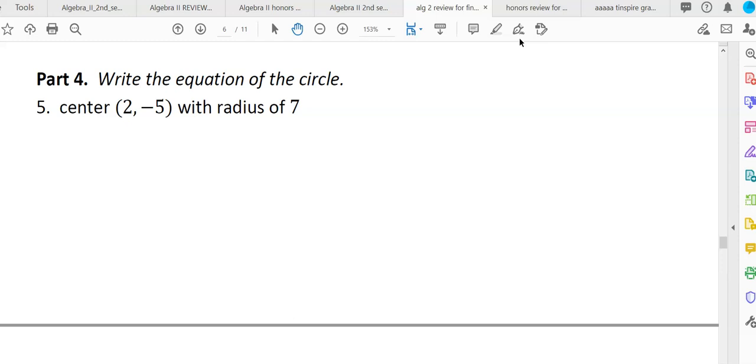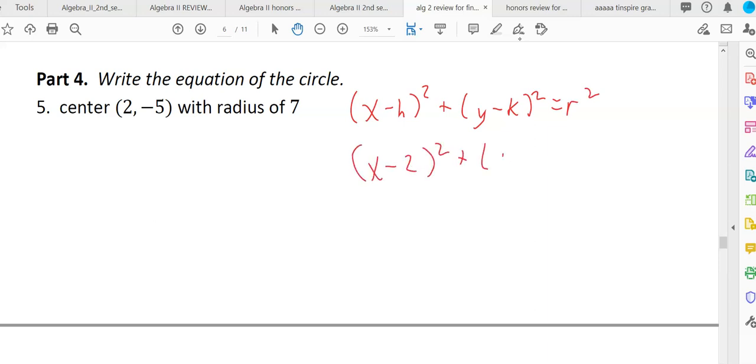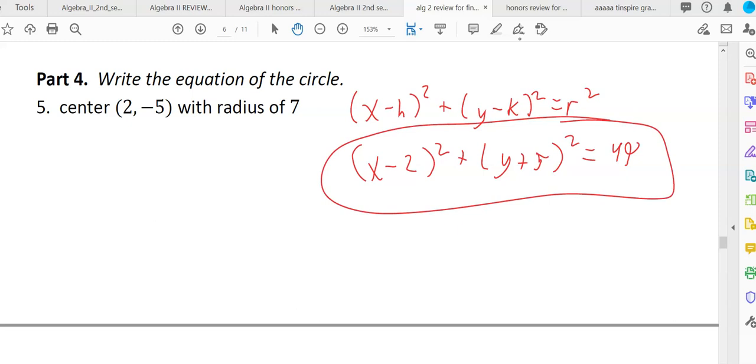That's the equation of the circle. Okay, so the formula you need to know, which hopefully you know, you definitely need it for your formula sheet, would be (x − 2)² + (y + 5)² = 49. So we're just plugging in. That's your h, that's your k. Obviously, that's your r.